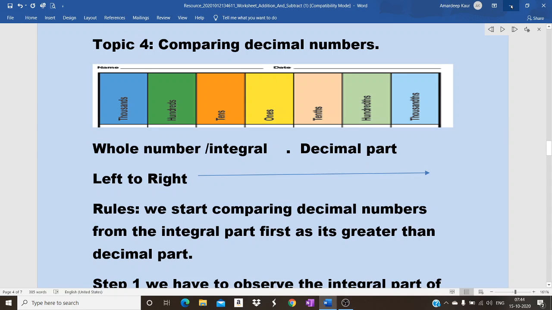Hello everyone, welcome to yet another topic of decimals. Today we are going to do comparison of decimal numbers. So before we start comparing, let's refer to this place value table.